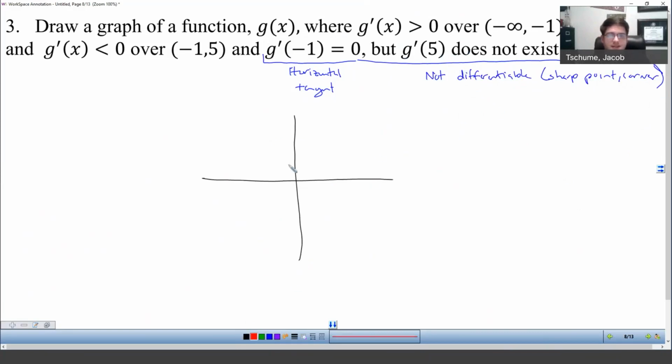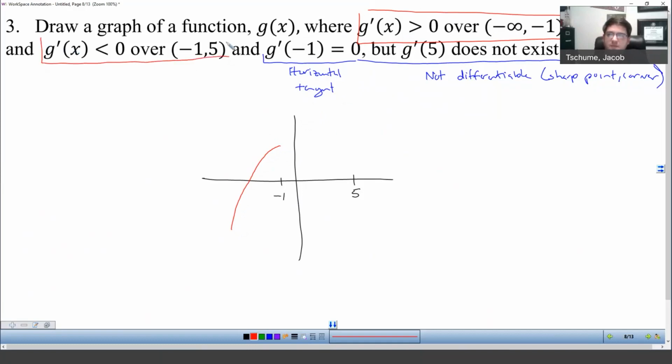The two numbers I see in the intervals are negative 1 and 5. So I'm going to put negative 1 there, and let's put 5 out there. So this first interval says that g prime of x is greater than 0, and the first interval I see is negative infinity to negative 1. So that is the definition of increasing. So I'm going to increase until I get to negative 1. Now, since negative 1 has a horizontal tangent, I can draw this the same way. No changes here.